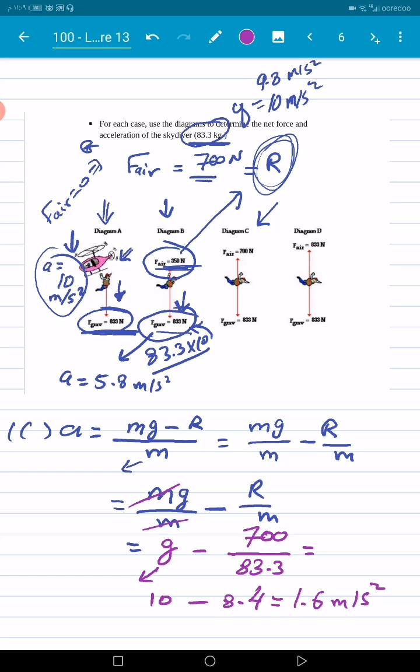So at this point, the acceleration that affects the skydiver and keeps him moving down, A, is equal to 1.6 meter per second square. So the acceleration acting on this skydiver will have a value of 1.6. Be careful.